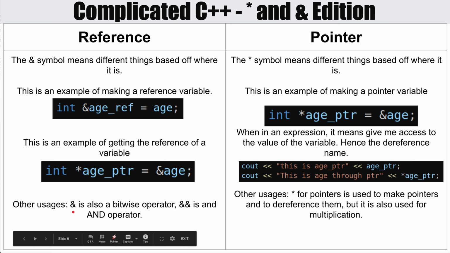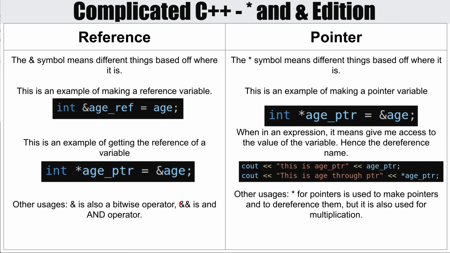Now, other usages of the and symbol is a bitwise operator, which I know we don't know what that is. And when you put two of them next to each other, it's the and operator. So we see it used at different times in different places. And that's where C++ gets complicated. We have one symbol that, based off where it is, will mean different things, okay?